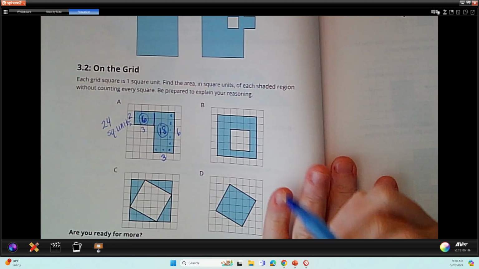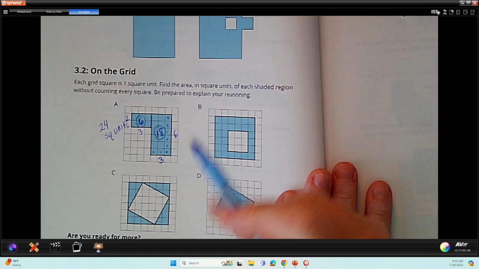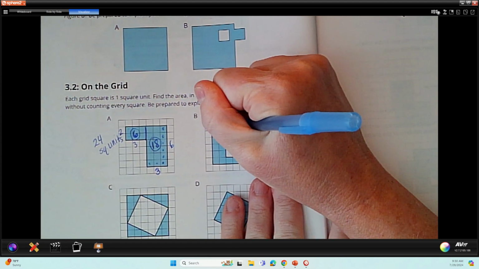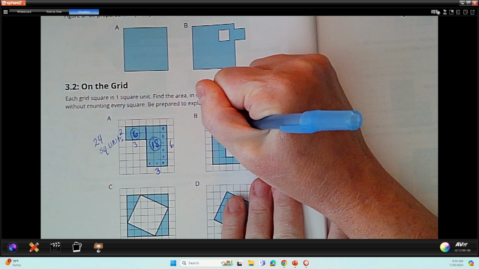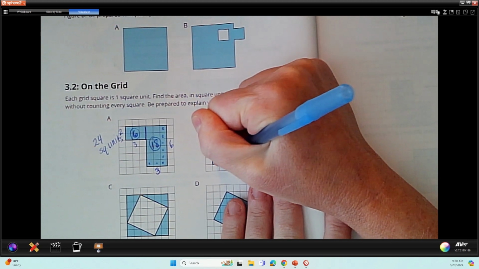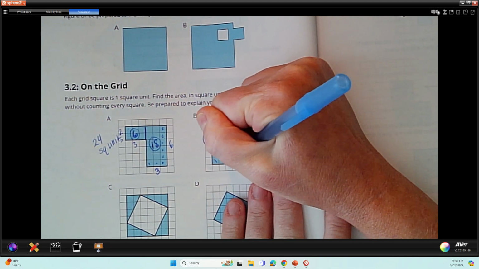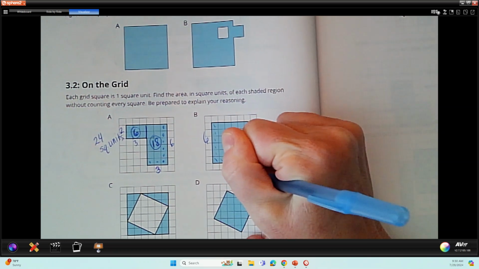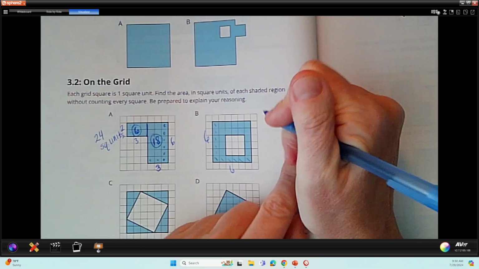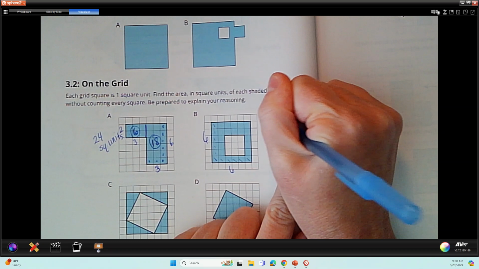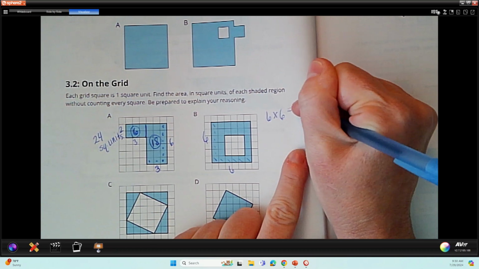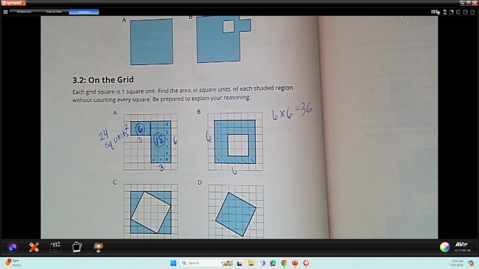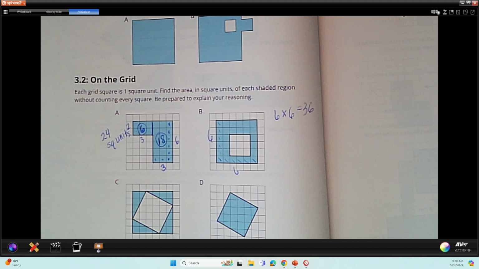So in this case, because it's squares, it might be easier just to say, okay, well, I know the blue square is 1, 2, 3, 4, 5, 6. 1, 2, 3, 4, 5, 6. So I know the total is 6 times 6, which is 36, right? So that would be one way. That's not the answer though, because the white space we don't want.